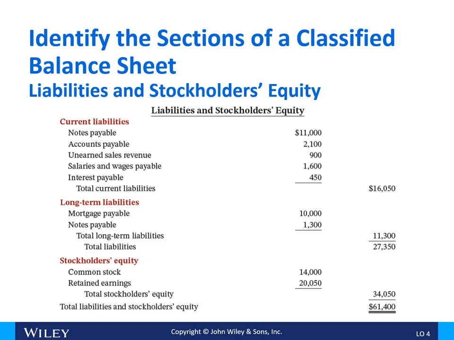On the liabilities and stockholders' equity side, current liabilities. We list those current liabilities, and then we have a total. We look at our long-term liabilities, we list those, and then we have a total long-term liabilities, and then we get a total liabilities. Then under stockholders' equity, it's what we've seen before, common stock and retained earnings to get total stockholders' equity. Add up our total liabilities and total stockholders' equity to get our total liabilities and stockholders' equity, which equals our total assets.